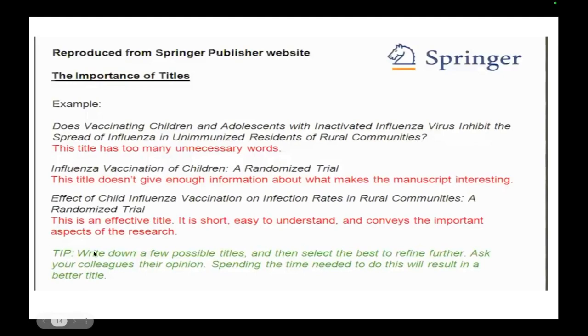So what are the tips? Write down a few possible titles and then select the best to refine further. Ask your colleagues their opinion. Spend the time needed to do this, and it will result in a better title.